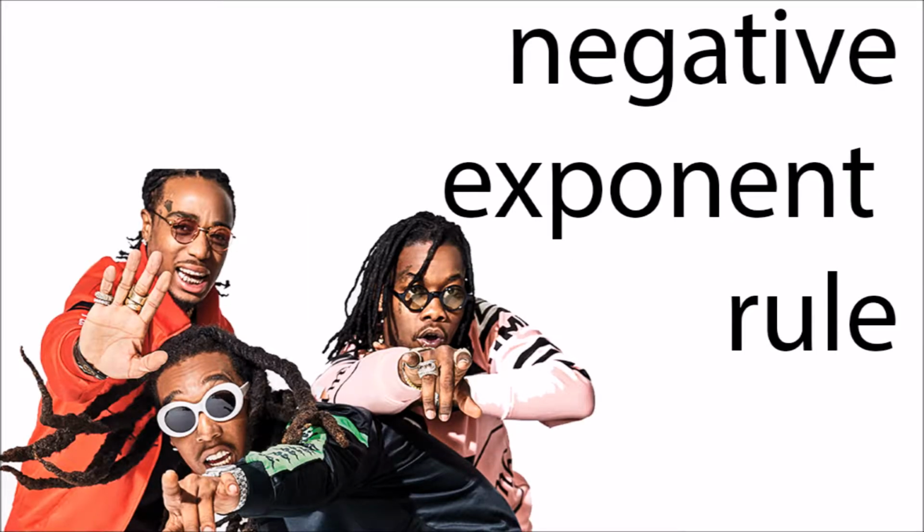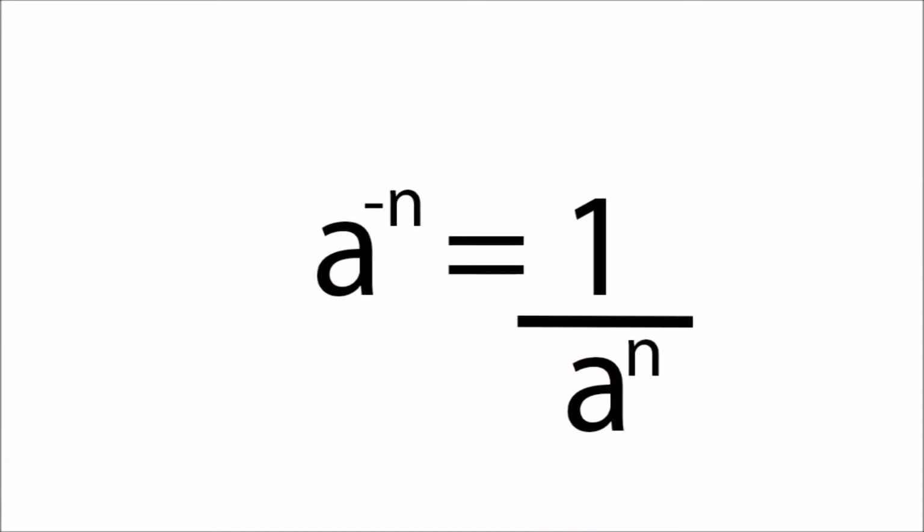Third is the negative exponent rule. This says that the negative exponents in the numerator get moved to the denominator and become positive exponents. Negative exponents in the denominator get moved to the numerator and become positive exponents. You only move the negative exponents. By flipping them, they become positive.